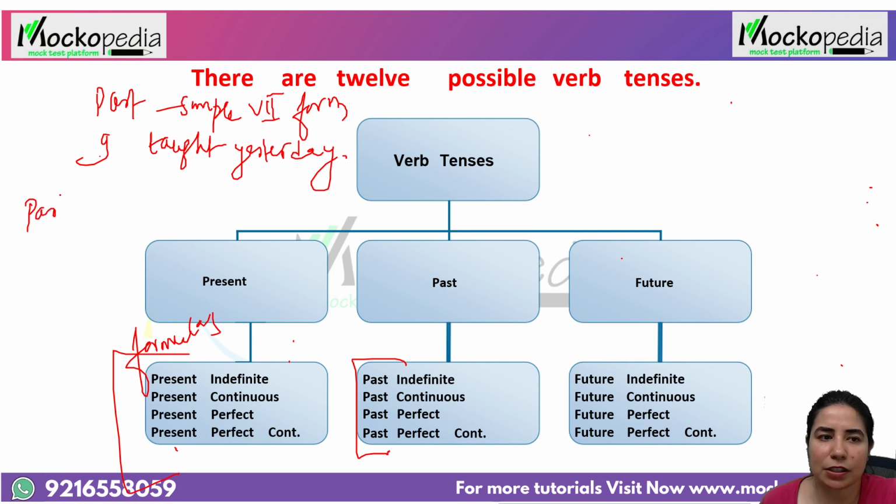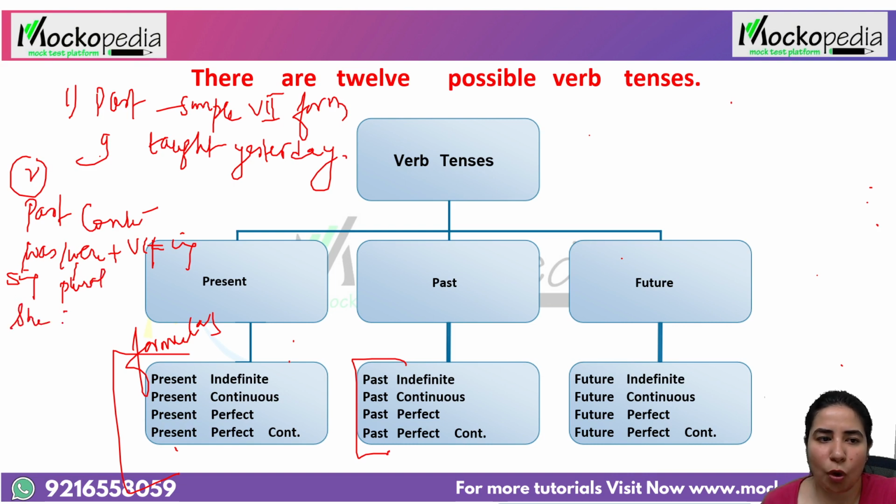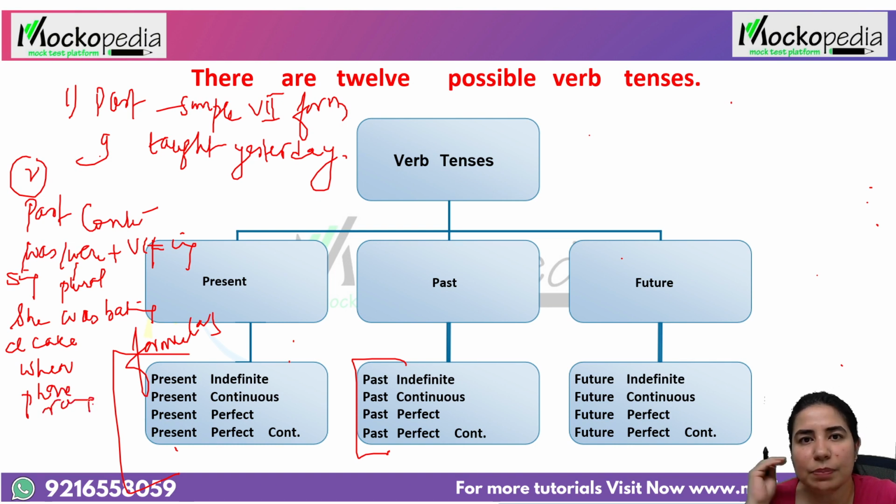Now let's come to past continuous. So this will be the second category. Past continuous would be was or were plus verb first form plus ing. So was will be for singular and were will be for plural. So she was baking a cake when the phone rang. So an action that was happening continuously but interrupted. So in that case, we use past continuous. I'll explain the usages again. So in case you want to use were, they were baking a cake when the phone rang, right?